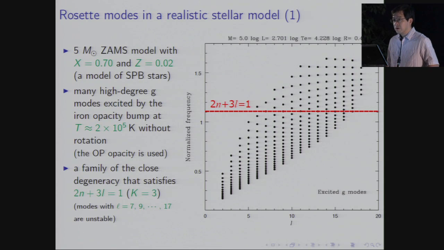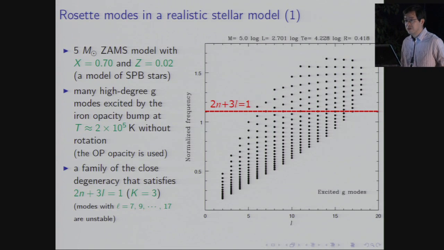So far, I talked about only polytropes, but it is straightforward to extend the analysis to realistic models. As one example, I picked up a 5 solar mass zero-age main sequence star, which can be regarded as a model of SPB stars. And according to the non-adiabatic calculations, we can find a lot of g modes are unstable. Actually, they are excited by the kappa mechanism. And unstable modes are shown in the right panel.